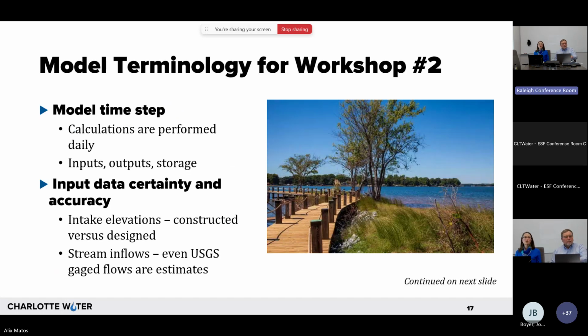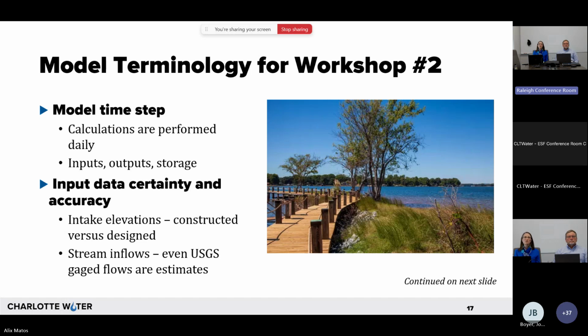All right, so now we'll cover some model terminology that'll be useful when we have our workshop in March. The first is model time step, and that's just the frequency that the models are performing these calculations. For both OASIS and KEOPS, we are using a daily time step. And so that means tracking the inputs, the outputs, and the change in storage every day.